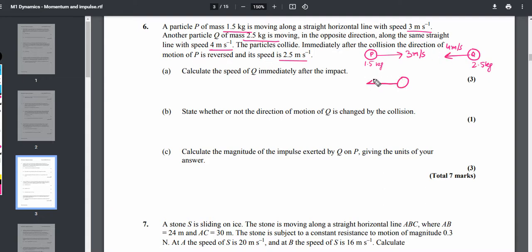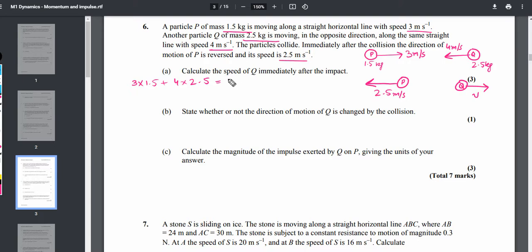So the direction of P is over here and its speed is 2.5 meters per second, and we do not know about the direction of Q, so I'll take it as reversed as well, and we have to work out its speed. So let's suppose the speed of Q is v. Now the mass will remain constant, only the speed will change. So I'll apply the law of conservation of momentum over here and work out the speed of particle Q.